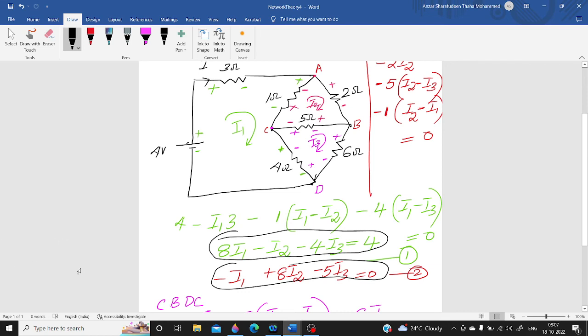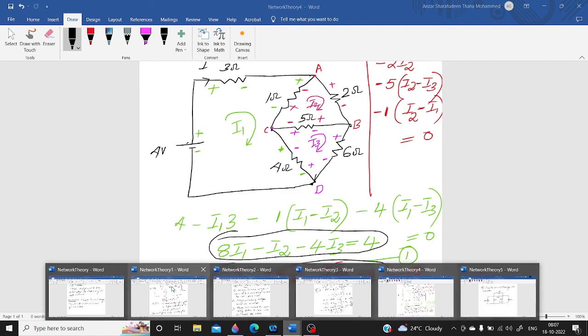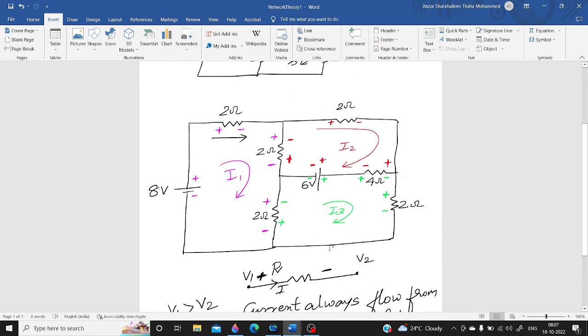Now let me give the solution for the first problem that we have seen. The solution for this problem is I1 is equal to 2 ampere, I2 is equal to 0.5 ampere, and I3 is equal to 1.5 ampere.